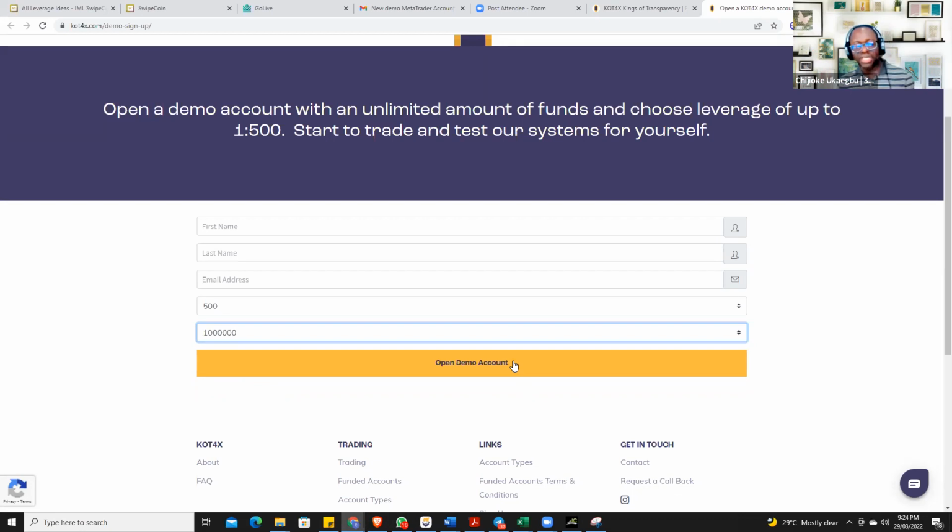What will happen after you've clicked open demo account is you'll receive an email from these individuals giving you the details for your account. Okay, so they will give you a password and that you will have in your email. Let me just see if I have an example that I can show you so that you know what that looks like.